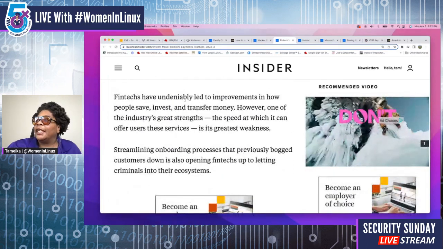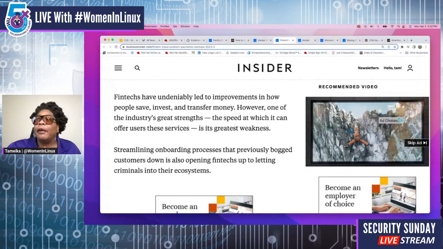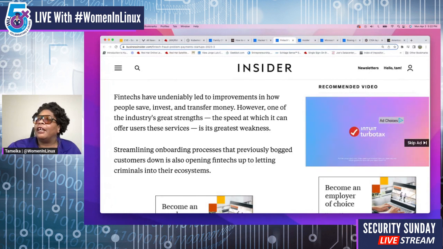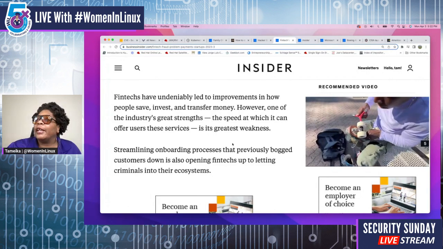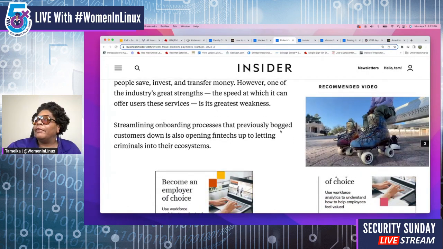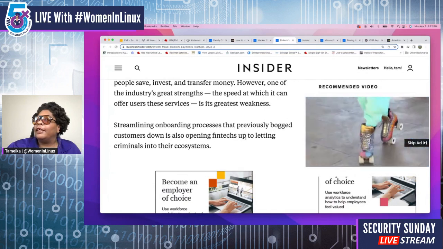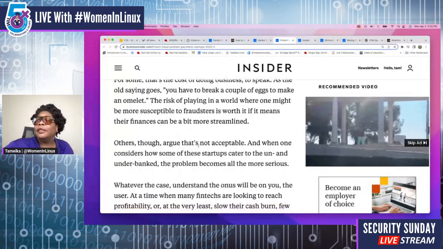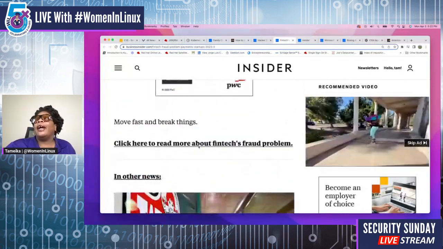Here it is. Fintech has undeniably led improvements in how people save, invest, and transfer money. However, one of the industry's greatest strengths, the speed at which it can offer users these services, is its greatest weakness. Streamlining the onboarding process that previously bogged customers down is also opening fintechs up to letting criminals into their ecosystem. All right.